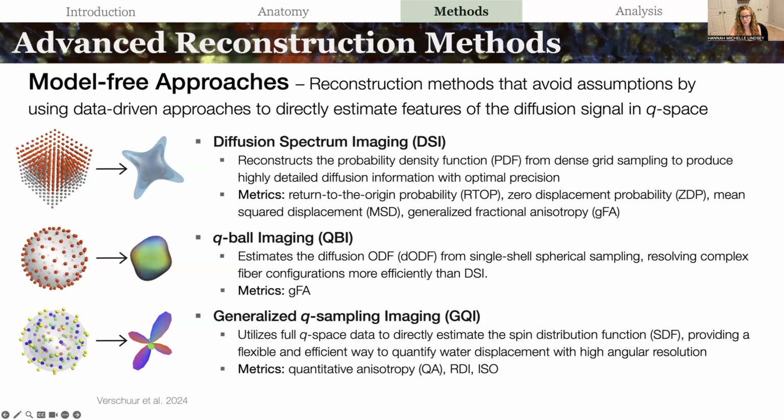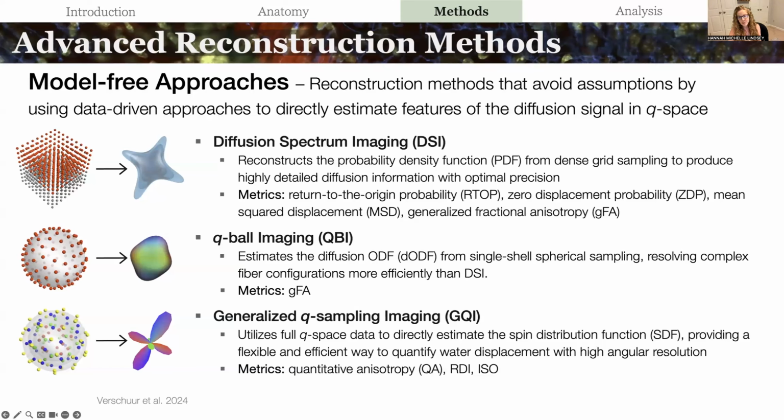Generalized Q-sampling imaging, or GQI, was developed to bridge the gap between DSI and QBI by utilizing full Q-space data through single or multi-shell spherical sampling, providing more accurate, flexible, and simplified estimation of the diffusion patterns while preserving details about fiber orientation and diffusion heterogeneity.